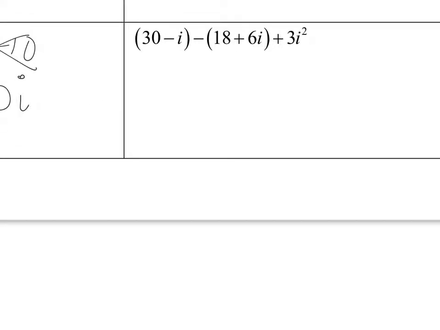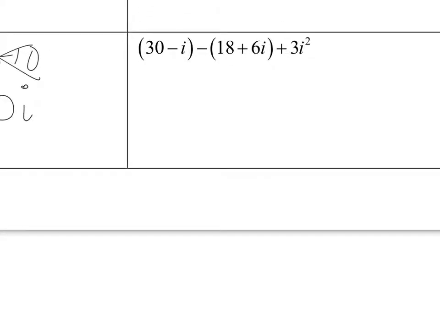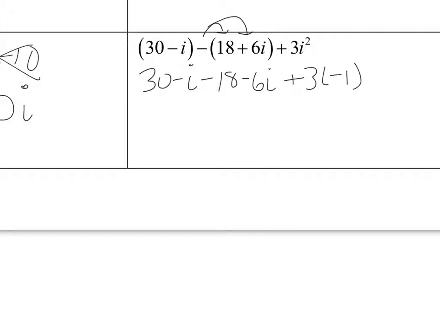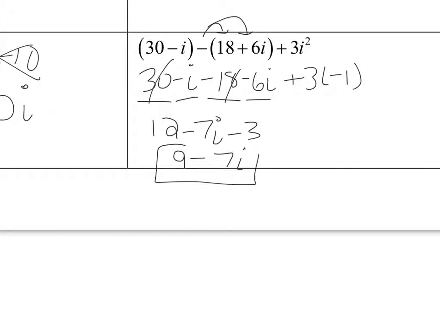So here, now this one, we've got to be careful. Over there I didn't bother because it was positive, but here what we need to do is distribute the negative first. So you have 30 minus i minus 18 minus 6i plus 3, and remember i squared is -1. So I have 30 minus 18, 12, -i minus 6i, -7i, and then minus 3, so this would be 9 minus 7i. Alright, let's keep going.